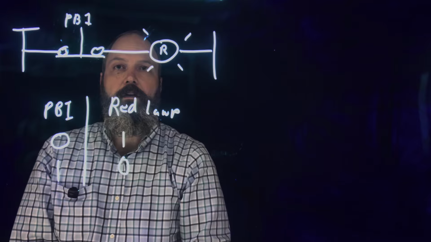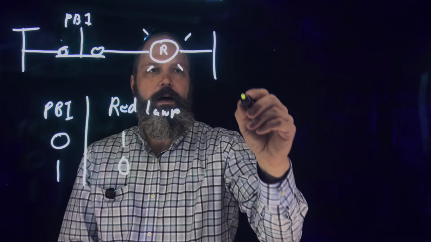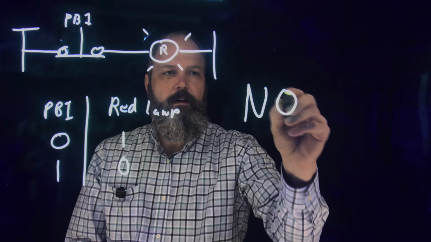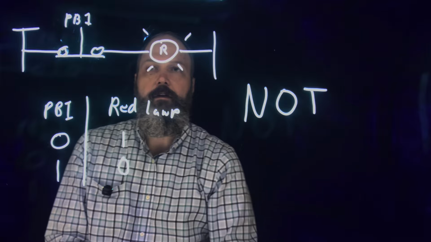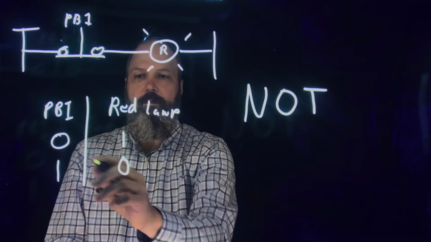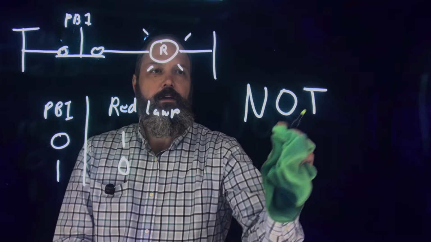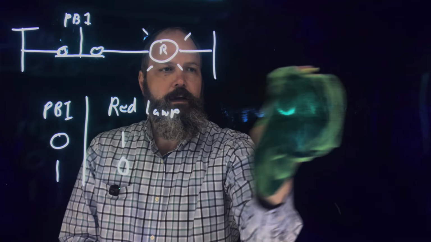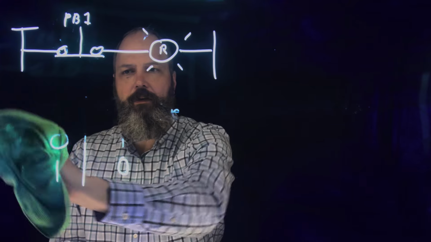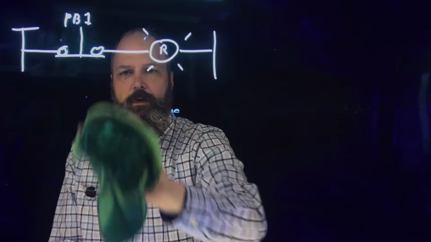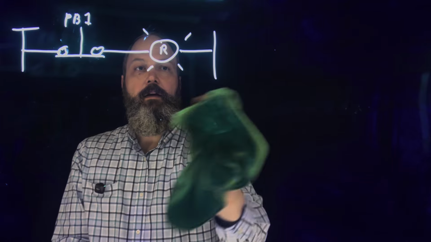For this, we call this not logic. It's the opposite of what you put in there. So that's not logic. First one actually has a name. It's called simple logic, where it's just 0, 0, 1 is 1.